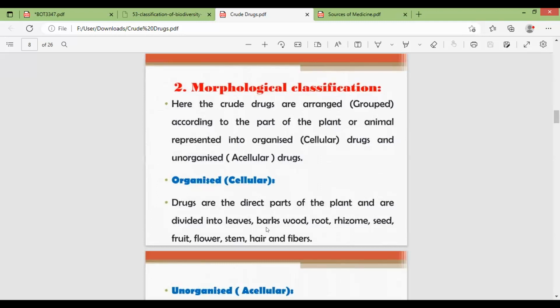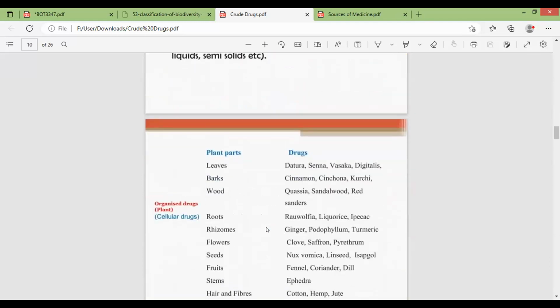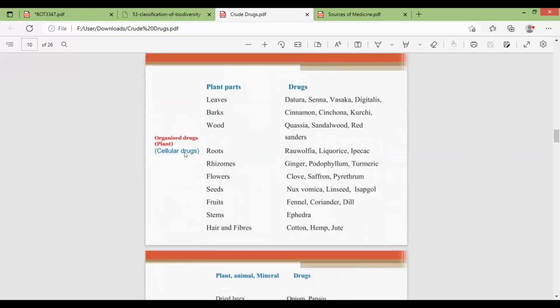But when we're talking about unorganized, here we are not obtaining our drug from any specific part of the plant or the animal, but let's just focus on the plant. You're not obtaining from any specific part per se. It's not like it is concentrated somewhere in the leaf, or in the bark, or in the root. No, right? You can see here in organized drugs or cellular drugs, meaning they're in certain cells, in the roots, in the leaves, in the fruits, wherever, right?